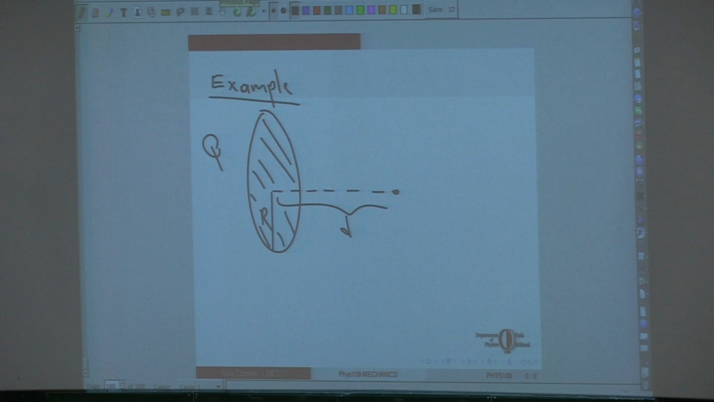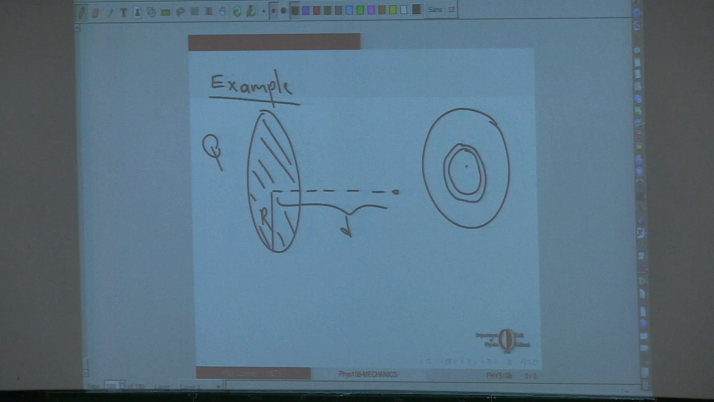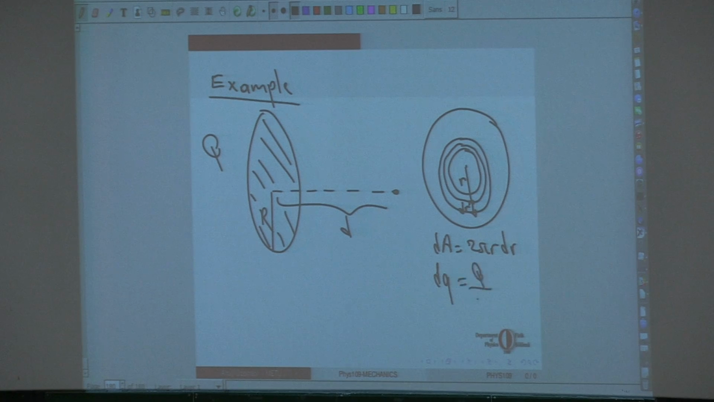But nevertheless, I can divide it into rings, because I already have calculated the potential created by a ring. This is my disk, and this is the center of the disk. I can divide it into rings. An arbitrary one of the rings will have a radius r and a thickness, let's say dr. The area of that ring will be 2 pi r times dr. If you just cut the ring and open it up, it will look like a long rectangle. So the charge of that single ring will be Q over pi R squared times dA of a single ring.